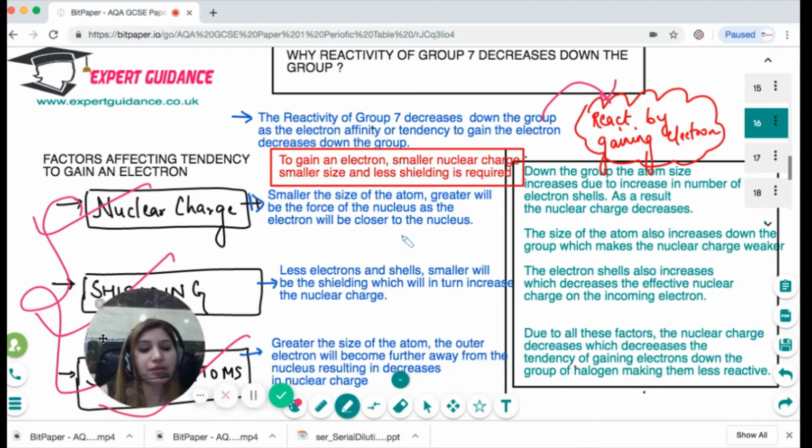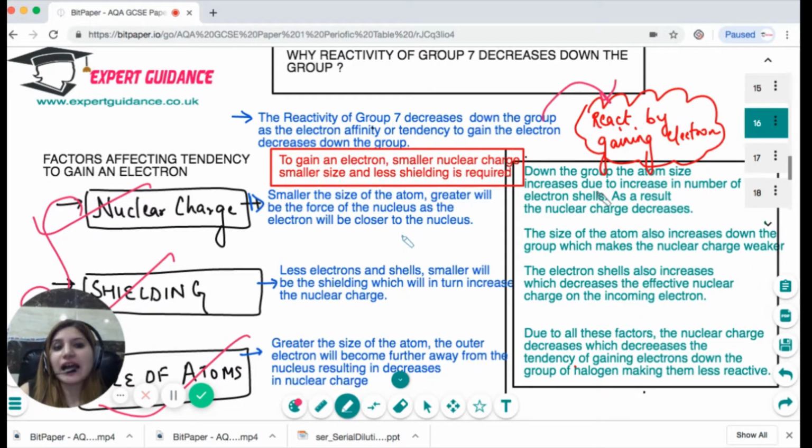Now let me summarize. Down the group, the atom size increases due to the increase in the number of electron shells. As a result, the nuclear charge decreases. The size of the atom also increases down the group, which makes the nuclear charge weaker. The electron shells also increase, which decreases the effective nuclear charge on the incoming electron. So due to all these factors, the nuclear charge decreases, which decreases the tendency of gaining electrons down the group of halogens, making them less reactive.